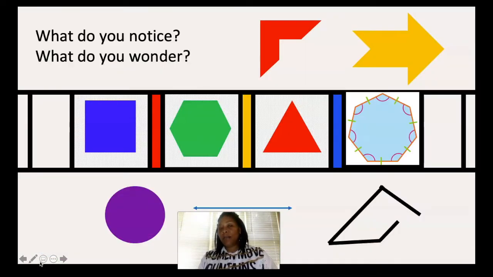What do you notice? What do you wonder? So let's take a gander at this information here. I want you to write down in your notebook 2 columns. Head 1 that says notice, head the other that says wonder. And then I just want you to take a look at all of the objects here and jot down what you notice about them and what you wonder about them. Go ahead and pause the video for about 1 minute and get that information jotted down.